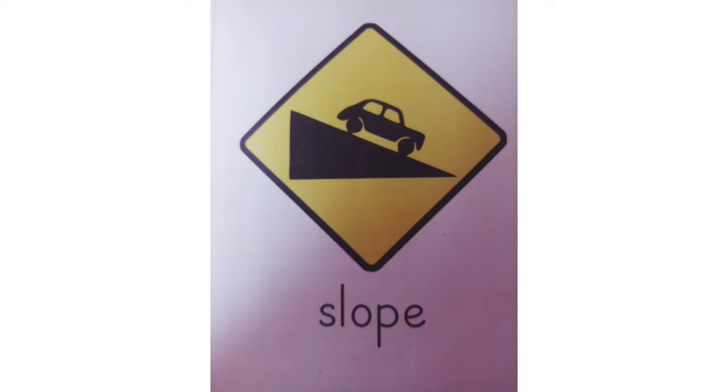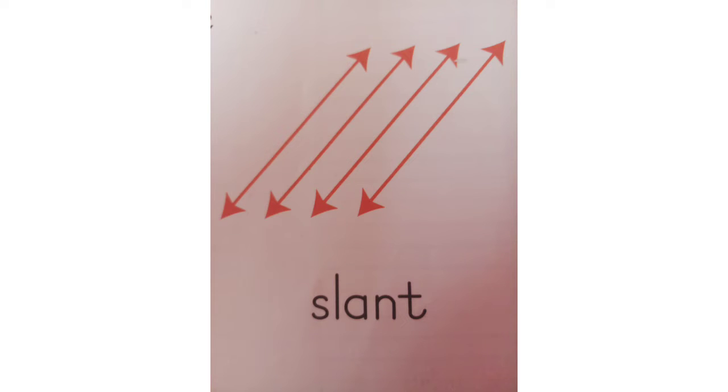Slope. Slope is a surface or a piece of land wherein one side is higher than the other. Slant. Slant is an angle which is neither sleeping nor standing. It is slant.